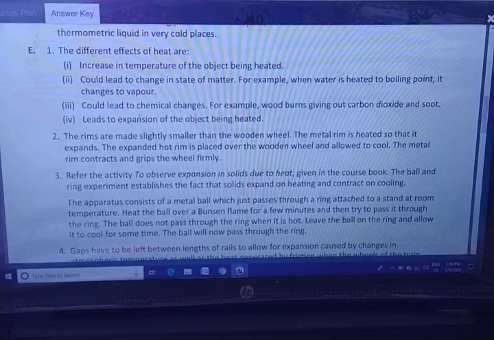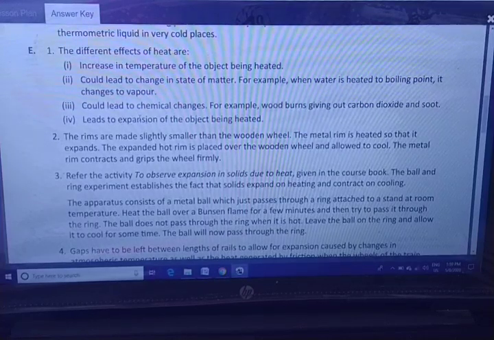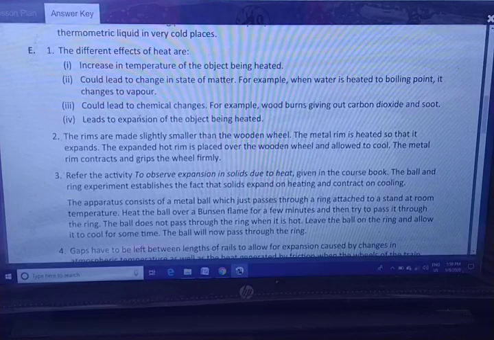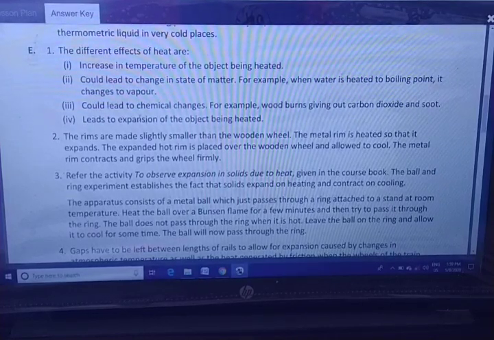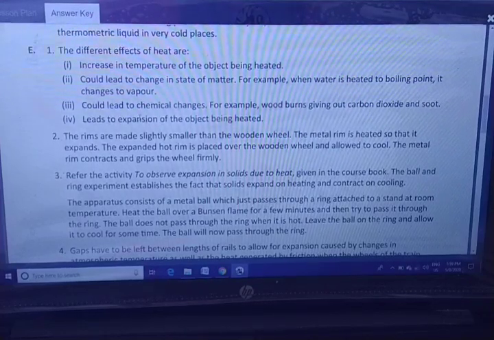First question done. Now second, how is a smaller metal rim fixed on a bigger wooden wheel? Very important question for the exam. You must learn this question. So the rims are made slightly smaller than the wooden wheel. The metal rim is heated so that it expands. The expanded hot rim is placed over the wooden wheel and allowed to cool. The metal rim contracts and grips the wheel firmly.